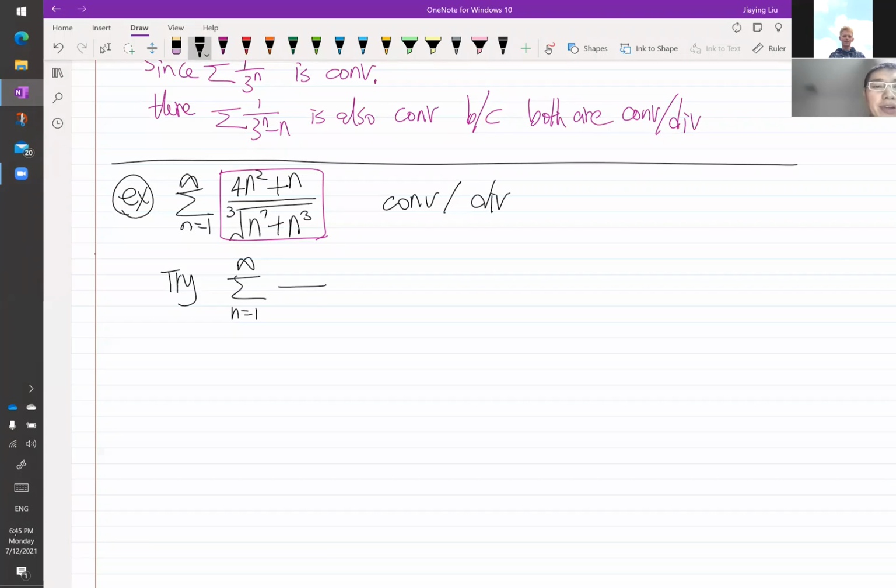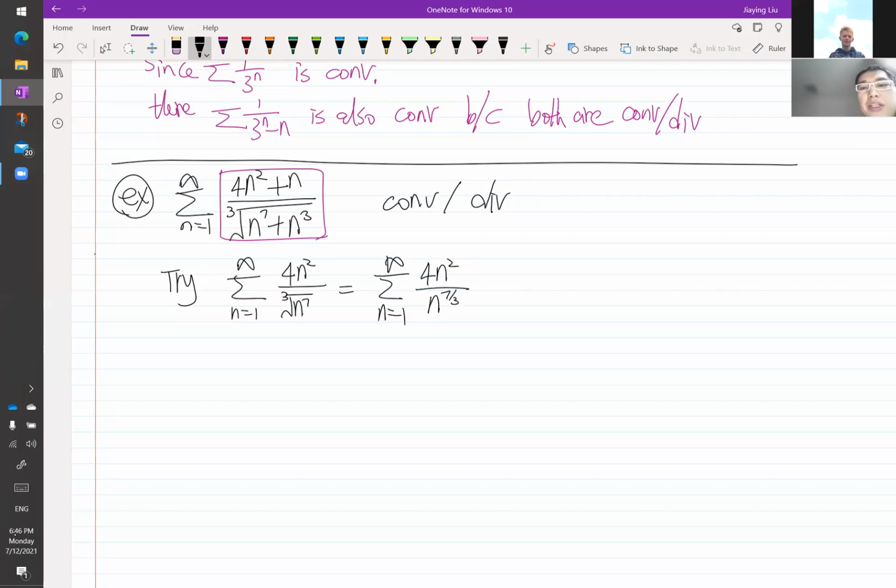So the leading term of the numerator is just 4n squared. The leading term of the denominator is just cube root, it's always cube root, and then n to the 7th. So that's the expression, that's the second series that we're going to use. You can rewrite it as the series from n equals 1 to infinity of 4n squared divided by 3 n to the 7/3.